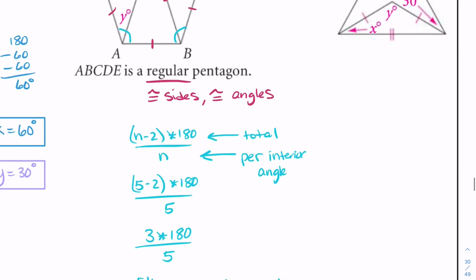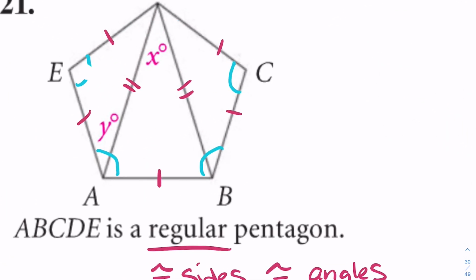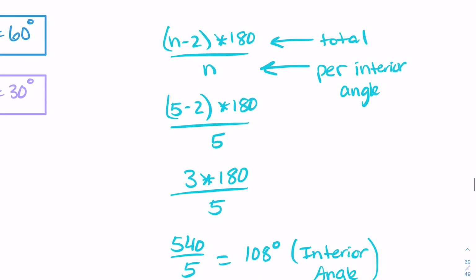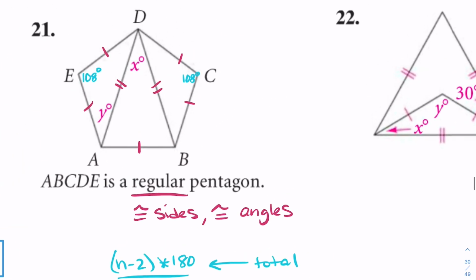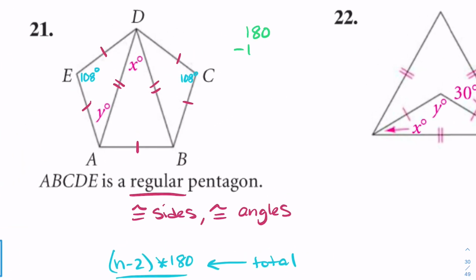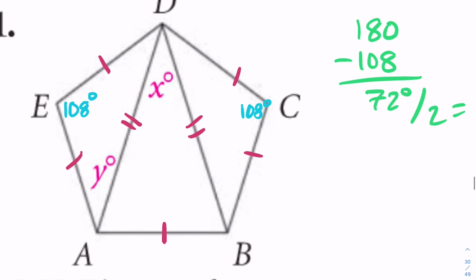All right. So 108 per interior angle. So I'm going to erase this, erase this. All I can put for this is right here, 108, and 108 right here. So now what I want to do is 180 take away 108, which gives me 72 degrees. And that's what makes up this angle here and this angle here. It also makes up this angle here and this angle here. So if I were to divide this by 2, I now get each piece of that. So I get 36 degrees and 36 degrees.